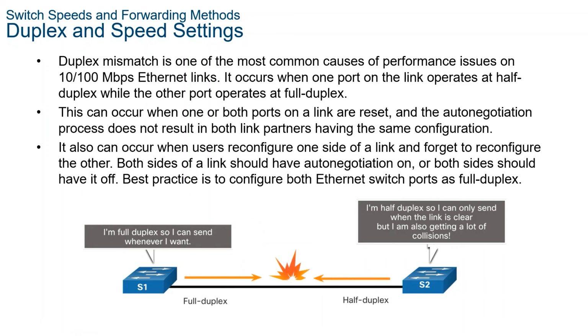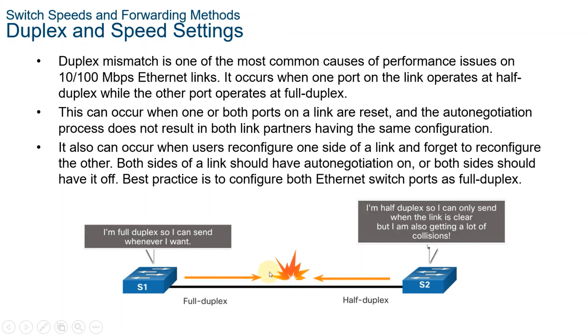Duplex mismatch is one of the most common causes of performance issues on 10/100 Mbps Ethernet links. It occurs when one port of the link operates at half duplex while the other port operates at full duplex, as shown here in the diagram. Switch 1 is operating in full duplex and switch 2 is operating in half duplex. This would lead to duplex mismatch.